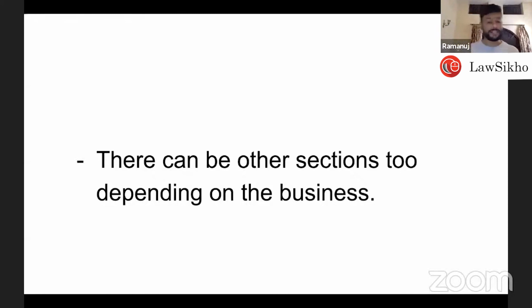There can be other sections too, depending on the business, right? Insurance can be an important factor in some business. Then there can be a whole insurance section, right? And there can be other sections also, depending on what the business is, right?